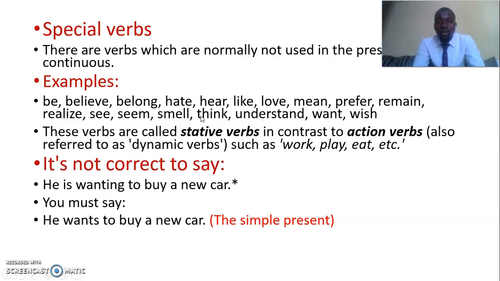So if you want to use them, please conjugate them in the simple present tense. Let's see some examples here. Below, it is not correct to say he is wanting to buy a new car. No, it's not possible to say it. It's not grammatically correct. So it is better to say he wants to buy a new car. So this sentence is in the simple present tense.